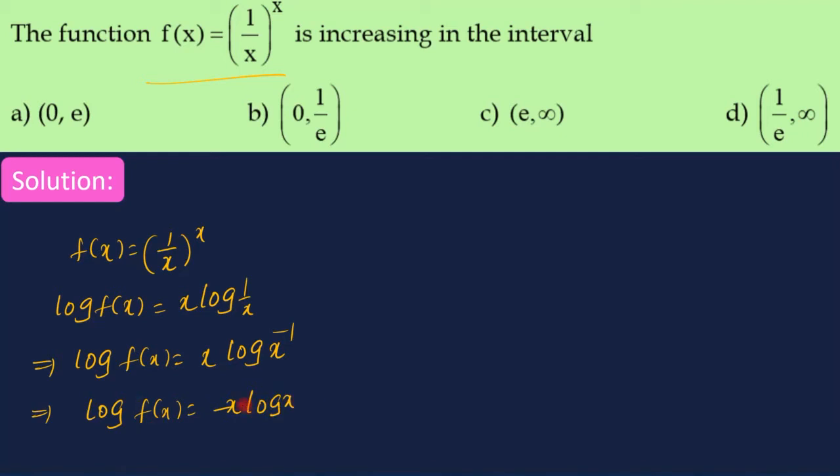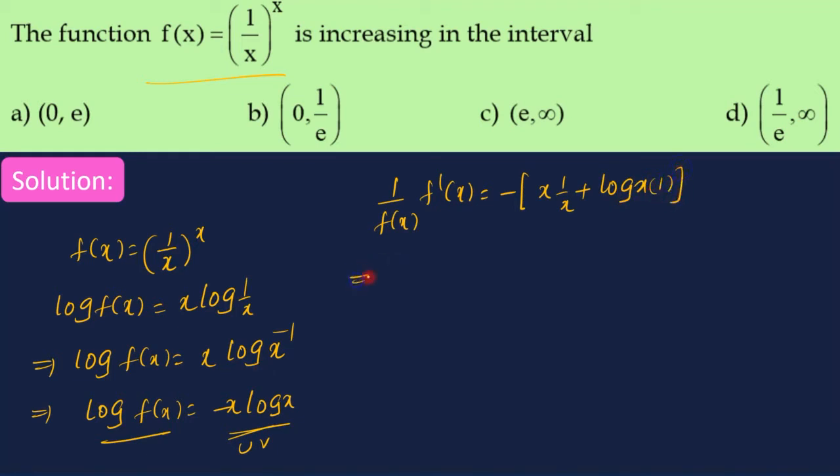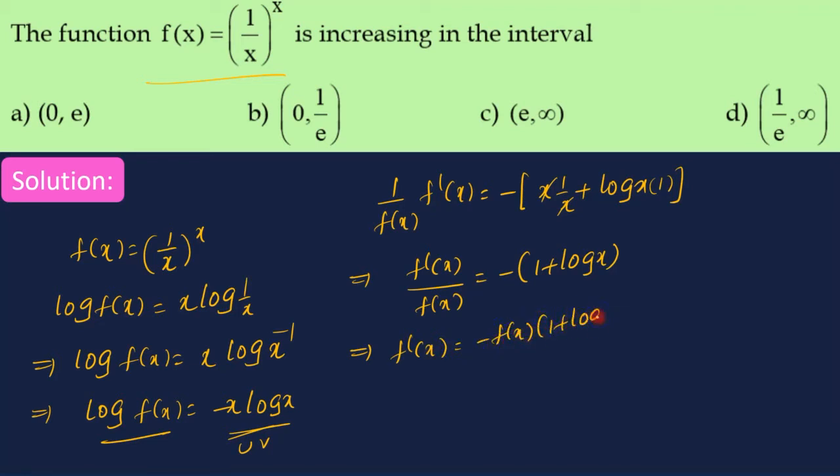Now differentiating with respect to x, we get differentiation of log f of x is 1 by f of x into f dash of x is equal to minus of, here it is in the form of uv, so applying uv rule, x into differentiation of log x is 1 by x plus log x into differentiation of x is 1. This implies f dash of x divided by f of x is equal to minus of, here x gets cancelled, 1 plus log x. This implies f dash of x is equal to minus f of x into 1 plus log x.